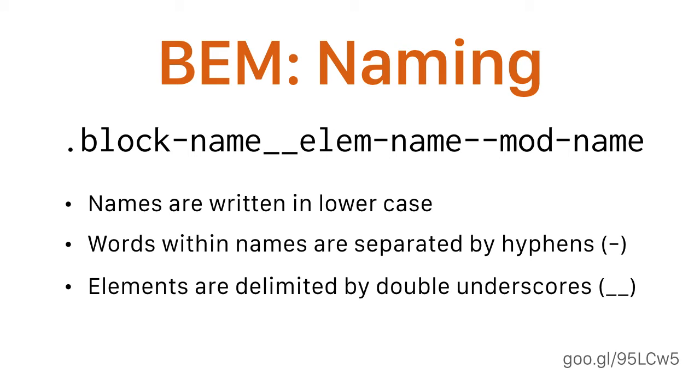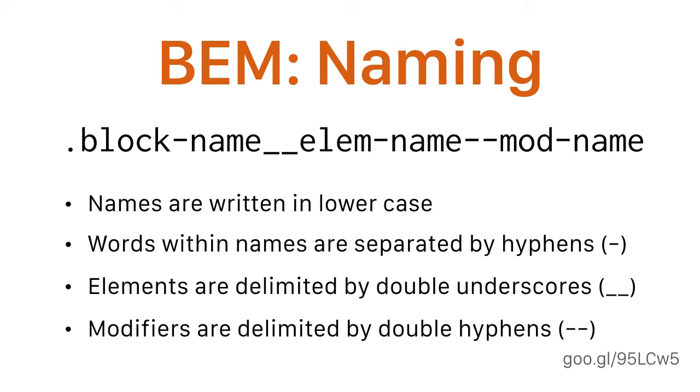Elements, so the child pieces of your block, are delimited by double underscores. So block-name, underscore, underscore, element-name. And lastly, modifiers, similarly, are delimited by double hyphens. So block-name, dash, dash, modifier-name.